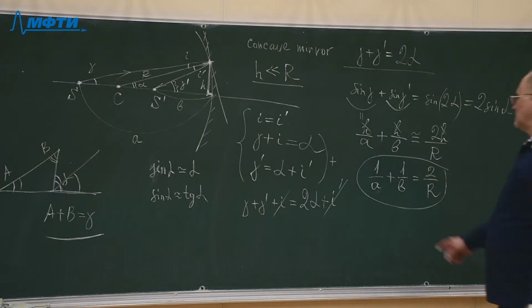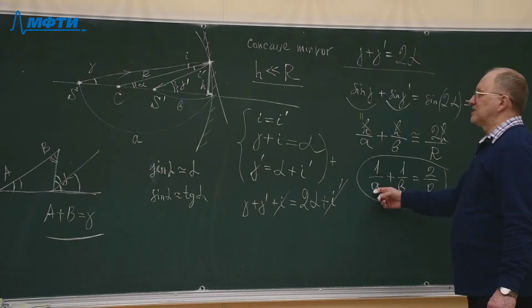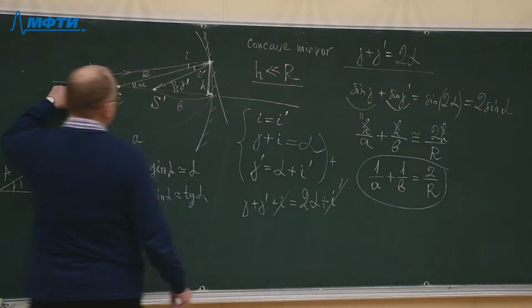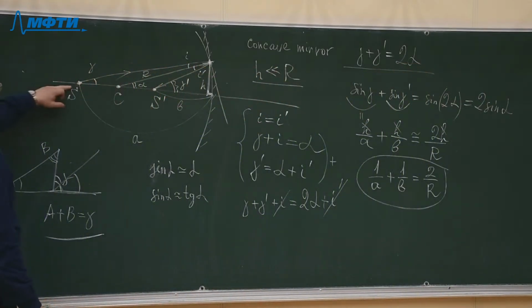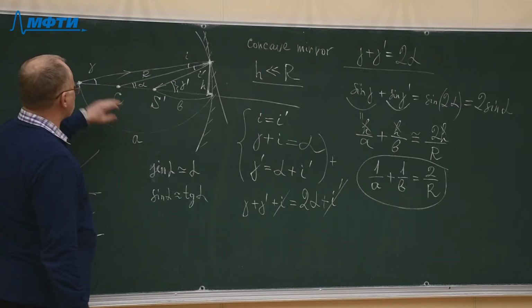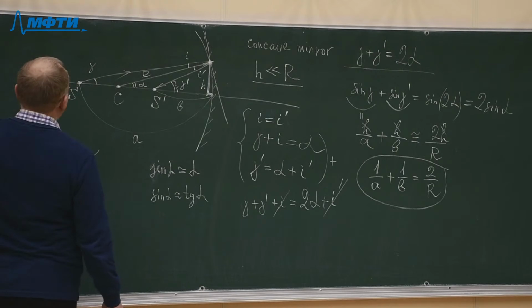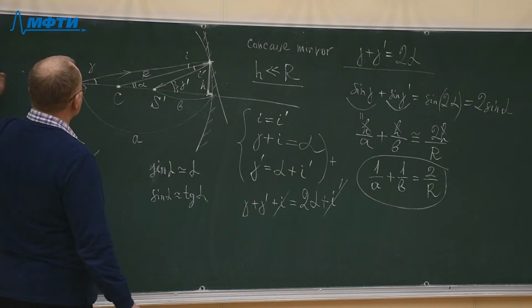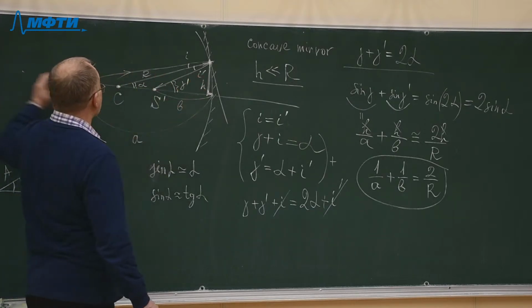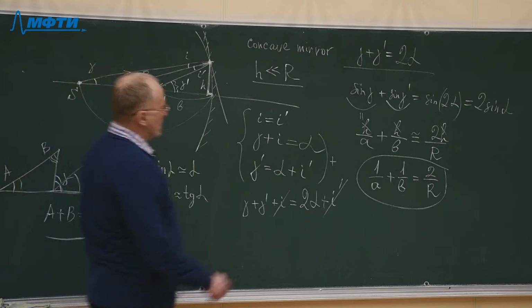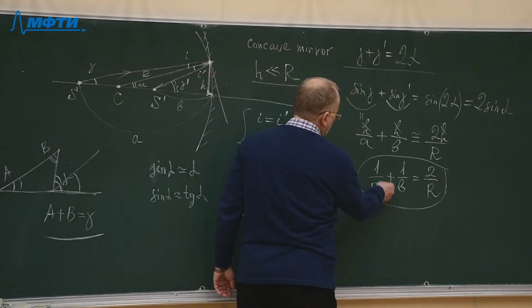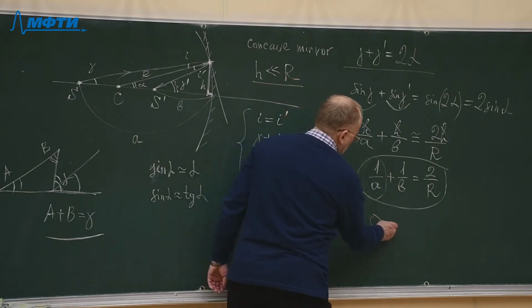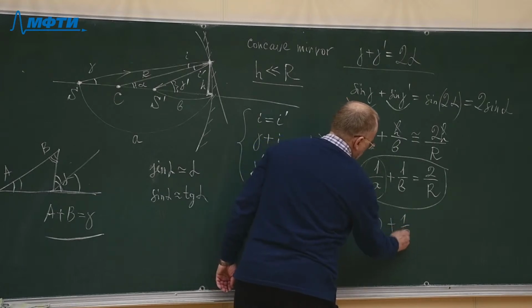Now imagine that distance a can be taken anywhere. The source can be put at any distance a, even at very large distance. And so if a goes to infinity, then the source will be at infinity, and then actually a parallel beam of rays will come to the mirror from infinity. And if a is infinite, then the first term here will be equal to 0 plus 1 over b.